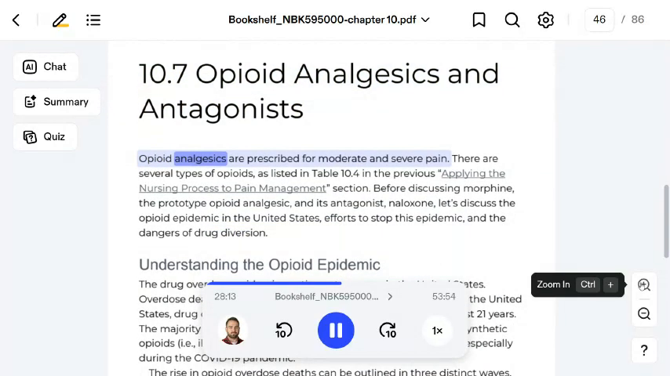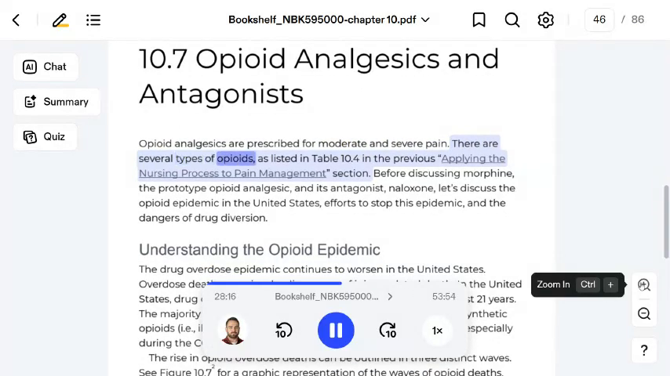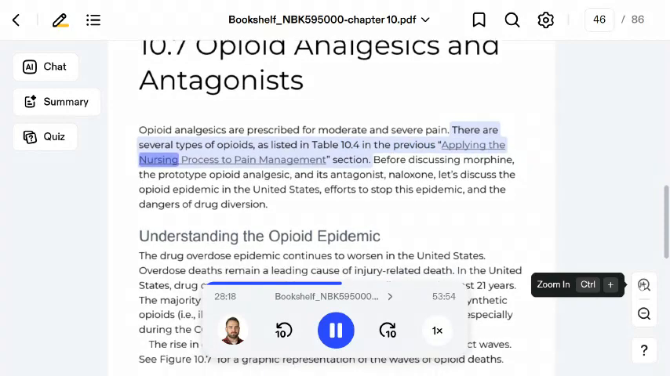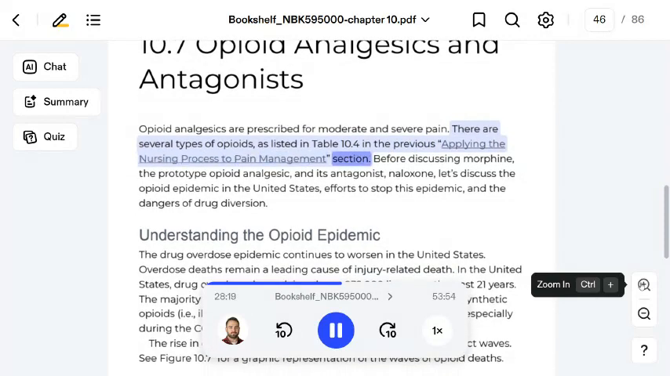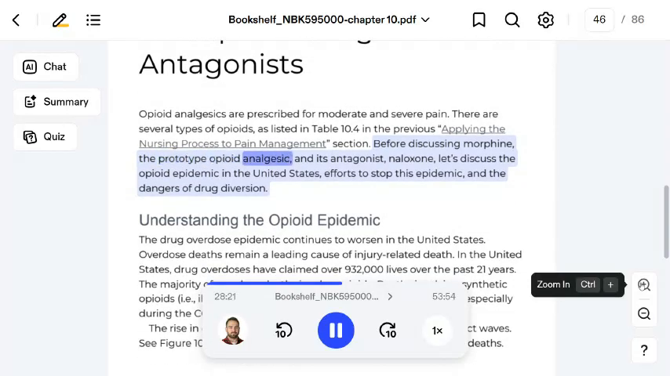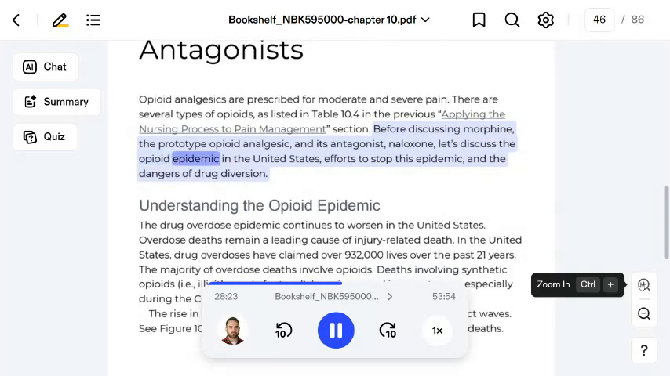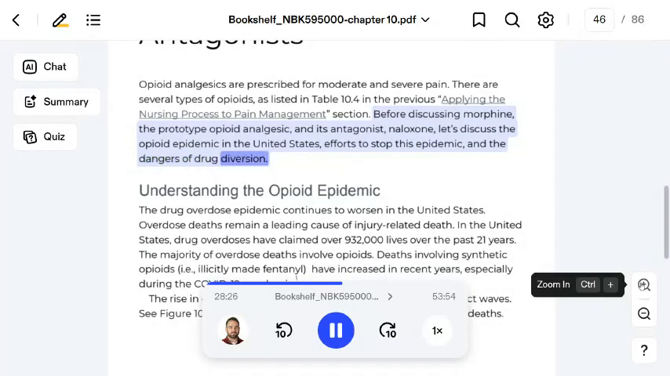10.7 Opioid analgesics and antagonists. Opioid analgesics are prescribed for moderate and severe pain. There are several types of opioids, as listed in Table 10.4 in the previous Applying the Nursing Process to Pain Management section. Before discussing morphine, the prototype opioid analgesic, and its antagonist naloxone, let's discuss the opioid epidemic in the United States, efforts to stop this epidemic, and the dangers of drug diversion.